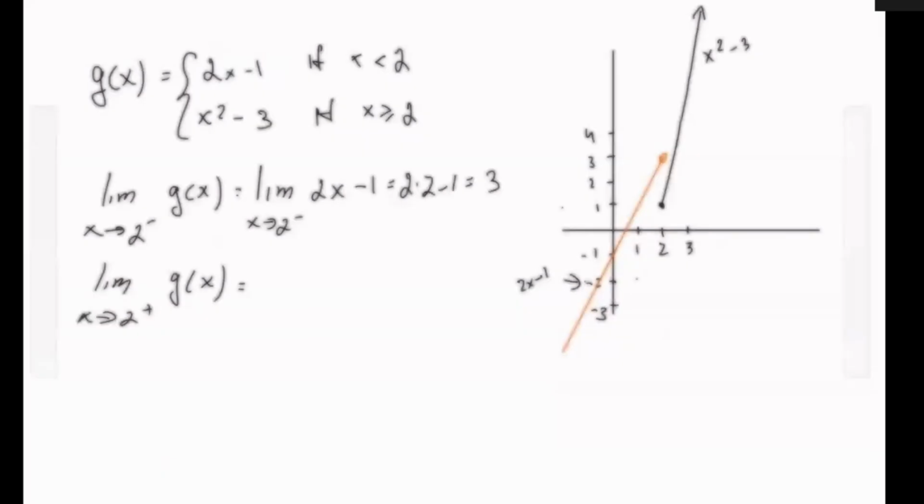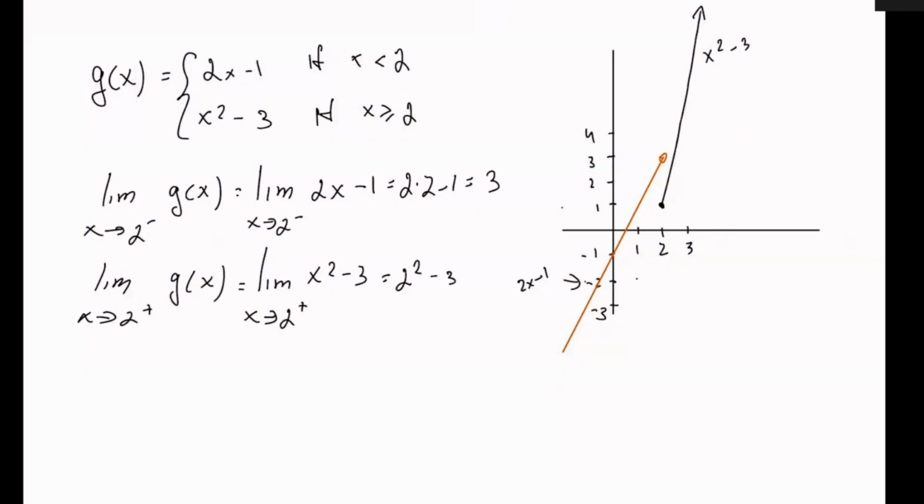And on the right side, when x approaches 2 from the right side, we're looking at the parabola piece. So we have here the limit as x approaches 2 from the right side of x squared minus 3. We have 2 squared minus 3, which is 4 minus 3, that's 1. As you can see, these values are not equal to each other, and we can graphically also see that there is a gap. They're not approaching the same value. That means that the limit doesn't exist in this case, but we do have a left side limit and a right side limit, so don't confuse those.